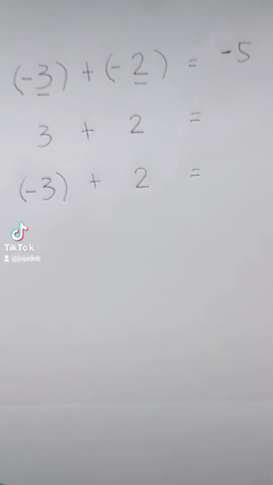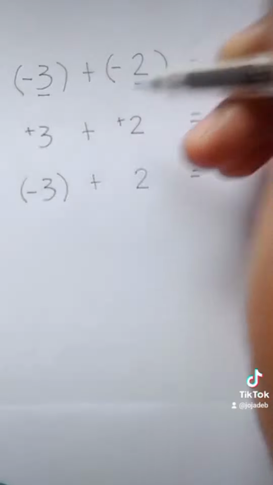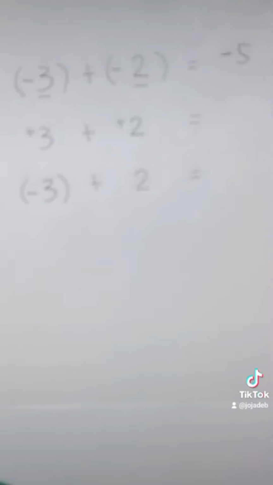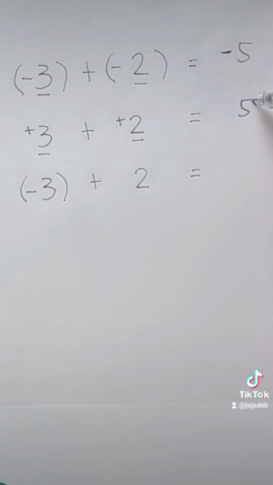How about 3 plus 2? Similarly, since the sign of the integers are the same, which is positive, then we simply add the numbers. That is, 3 plus 2 is also 5, and then copy the sign of the integers, which is positive.